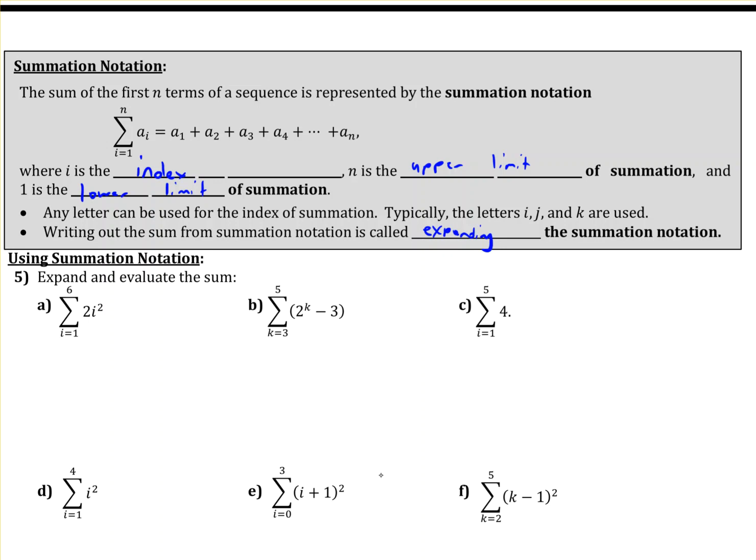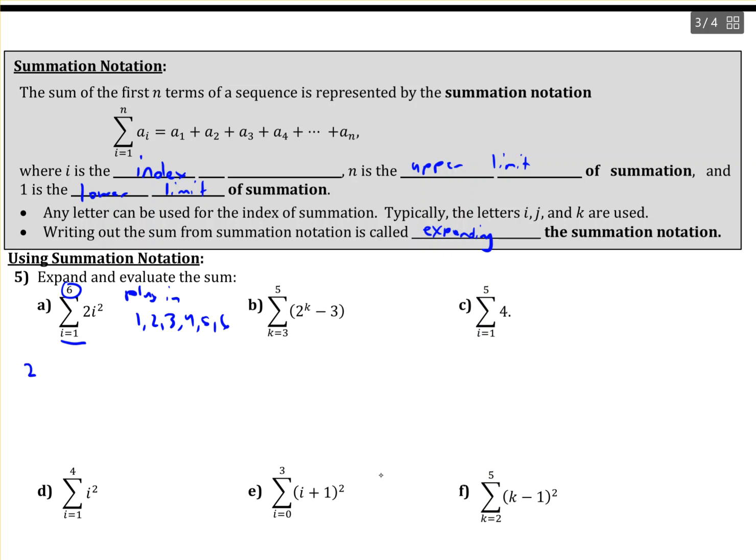So basically what this means, looking at A, is I'm going to plug in 1. This i equals 1 is basically saying, what do I start plugging in for i? And this 6 up here is saying, where do I stop? So I'm going to plug in 1, 2, 3, 4, 5, and 6 into that equation, and I'm going to add them all up.